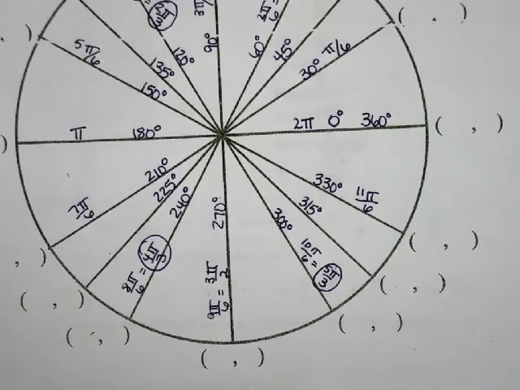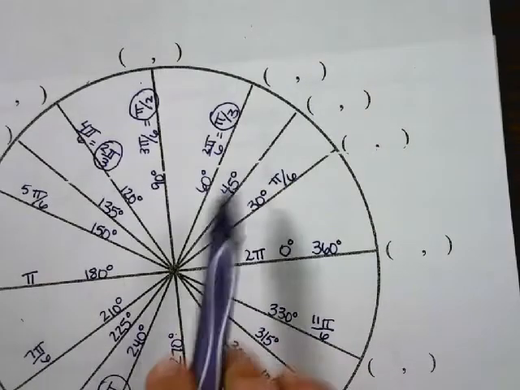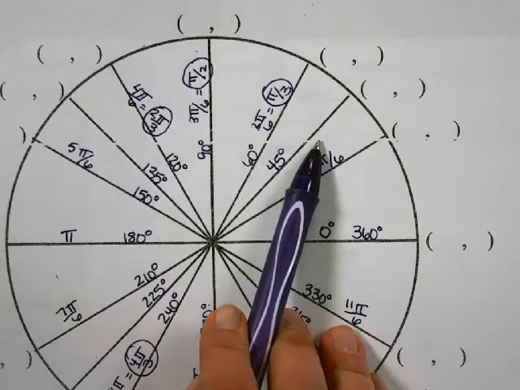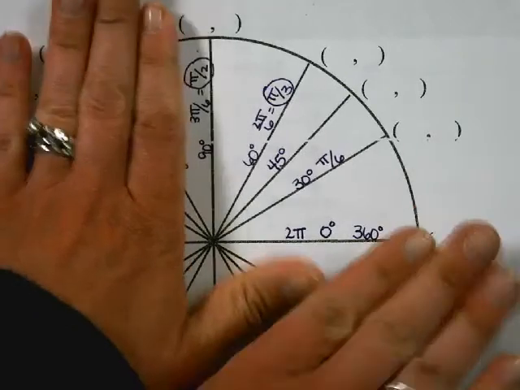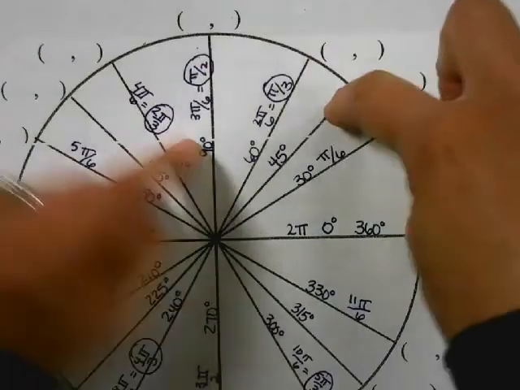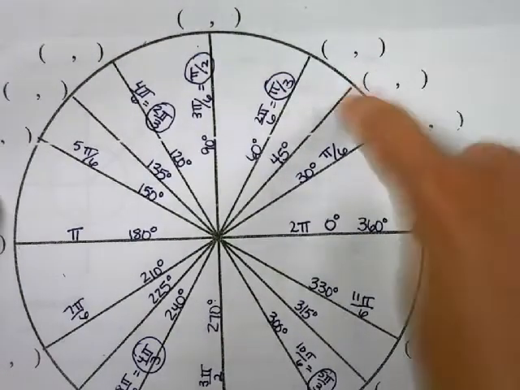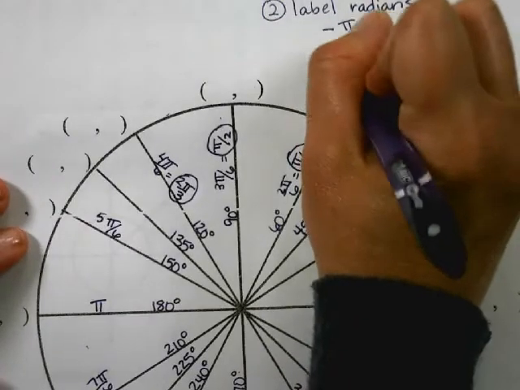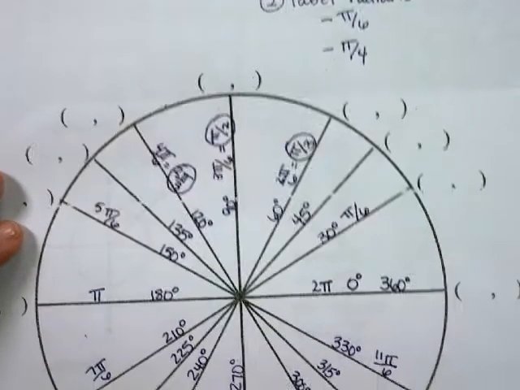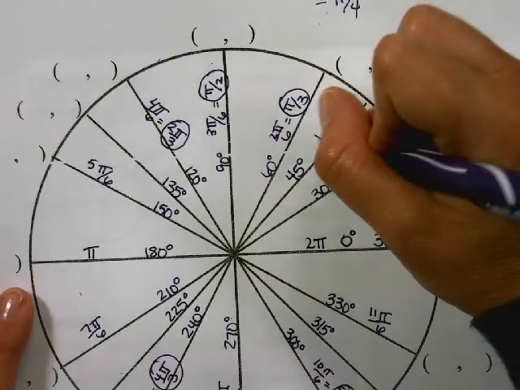Okay. We count by pi over 6s for the 30 degrees. What are we going to count by for the 45s? Pi over 4, right? If I take this one, it's pi over 2, and this would be half of it. Notice I've got 1, 2, 3, 4 chunks. So now I'm going to count by pi over 4. Some of them will already be labeled. All right, here we go.